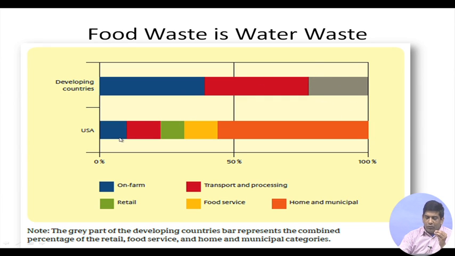If you go to the developed countries like the US, you don't see much damage happening in the farm. Things are efficient, they get collected. There is some damage in transport and processing, some in the retail sector, some in the food services sector, but you see a big chunk of food being wasted in the houses. So that's a big problem in a country like the US or in many of the developed countries.